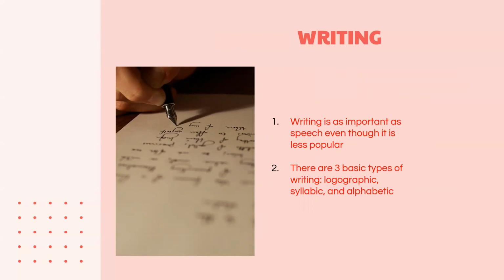But even though writing is less popular than speech, writing is as important as speech. Why? Because if we keep our writing in good condition, we can read it again and again. It is important when we're talking about history, we use writing. And then there are three basic types of writing. The first one is logographic. It is a writing system in which each symbol represents a word. It is usually used in Chinese, for example. And then syllabic, a writing system where each symbol represents a syllable, for example, in Japanese. And then the last one is alphabetic, for example, in Indonesian or in English.